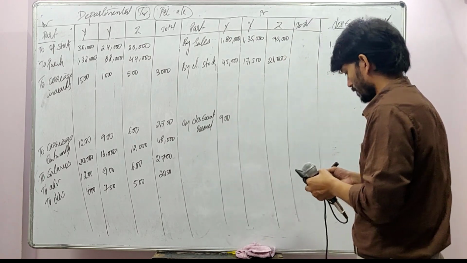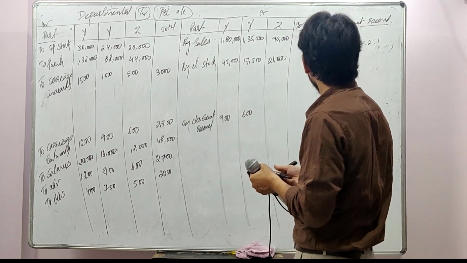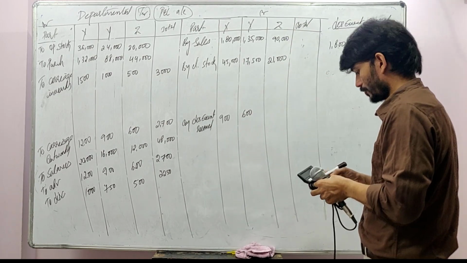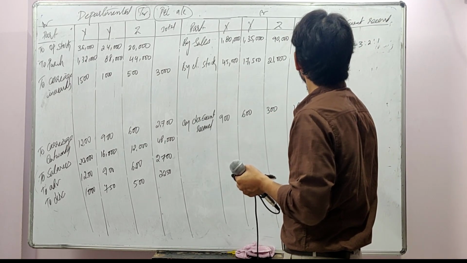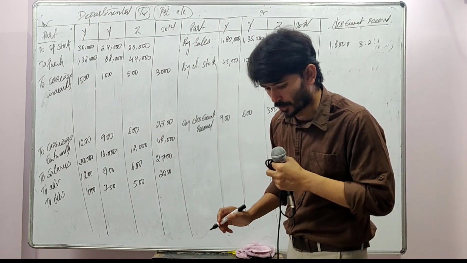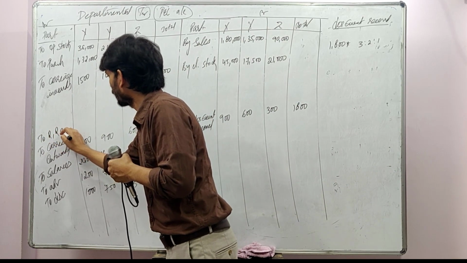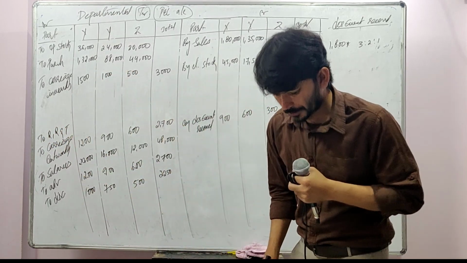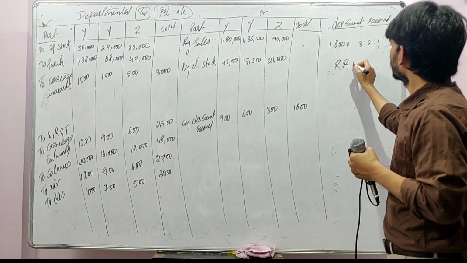900 divided by 3:2. 600 divided by 2, 300. So 900, 1800. Yes. And then rent, rates and taxes 7500. So I'll write it here. Rent, rates and taxes. How much? 7500.